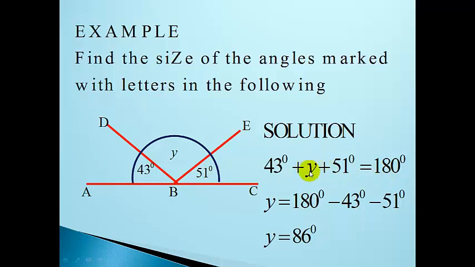Now we are solving for Y, and therefore 43 degrees on the left hand side becomes minus 43 degrees on the right hand side, and 51 degrees on the left hand side becomes minus 51 degrees on the right hand side. So Y is equal to 180 degrees minus 43 degrees minus 51 degrees, and this is equal to 86, and therefore Y is equal to 86. The value of Y equals 86 degrees. That is the angle Y.